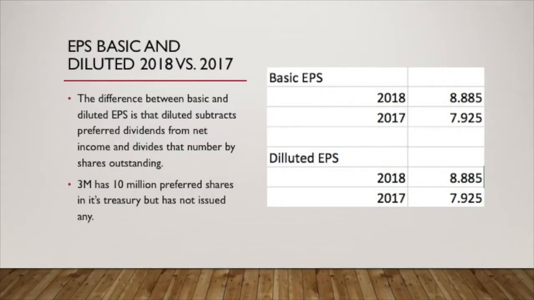Earnings per share, basic and diluted, 2018 versus 2017. The difference between basic and diluted EPS is that diluted subtracts preferred dividends from net income and divides that number by the shares outstanding. 3M has 10 million preferred shares in their treasury, but has not issued any of them. You can see on the right that the basic and the diluted are the same for both years because there has been no preferred stock issued and no preferred dividend paid.